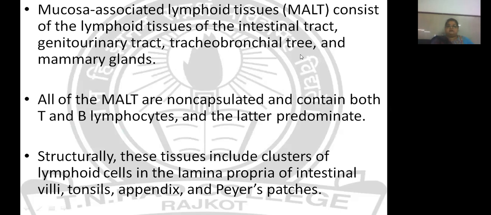Mucosa-associated lymphoid tissue of the intestinal tract, genitourinary tract, tracheobronchial tree, and mammary gland are predominantly studied. All the MALT are non-capsulated and contain both T and B lymphocytes, where B lymphocytes are predominant. Structurally, this tissue includes clusters of lymphoid cells in the lamina propria of intestinal villi, tonsil, appendix, and in the form of Peyer patches.